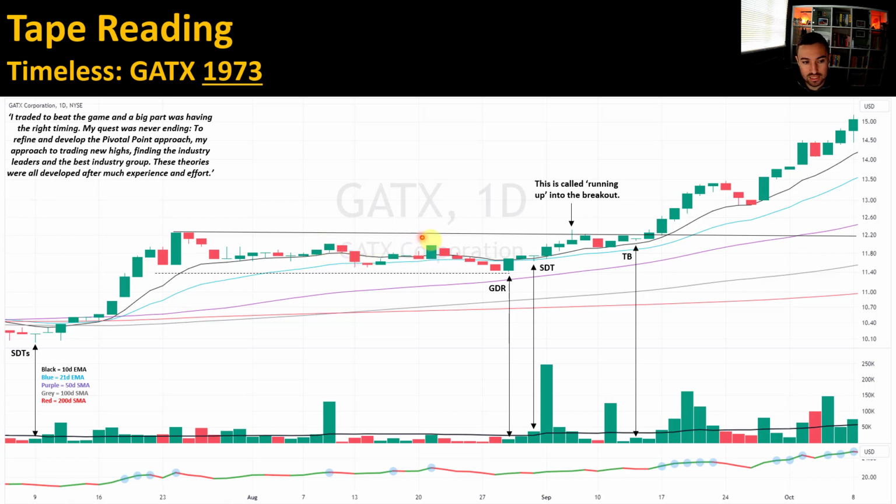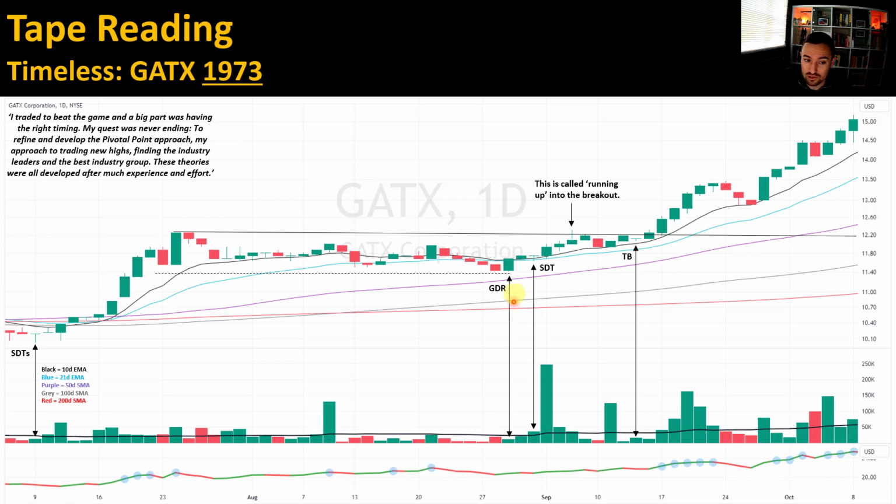Because if you think about the potential traders, speculators trying to get involved in this stock here, where are they going to place their stop loss? I don't know, probably around the base low. Sounds highly logical, doesn't it? So the purpose of a gap down reversal bar and a shakeout demand tail is to shake out those weak hands, knock out those stop losses, and then reverse.